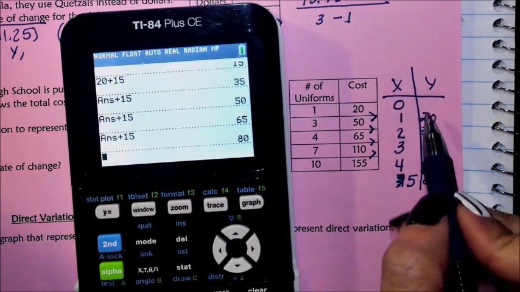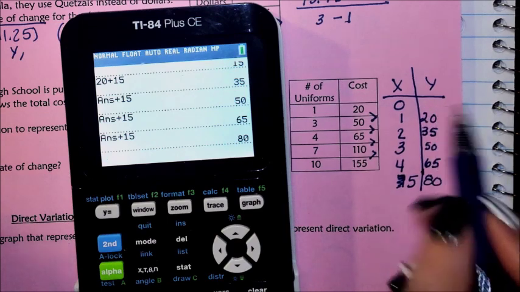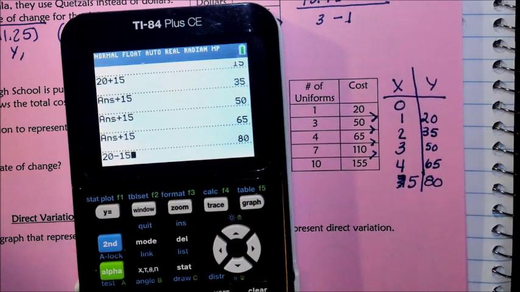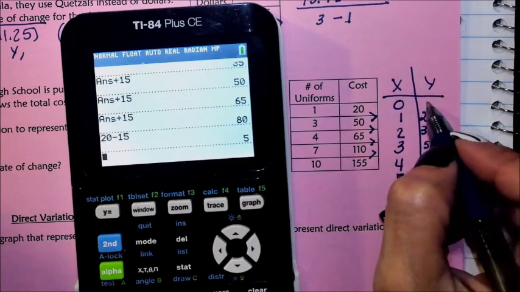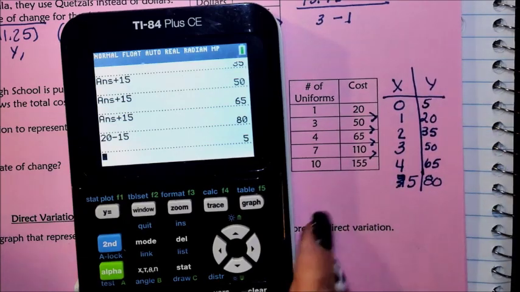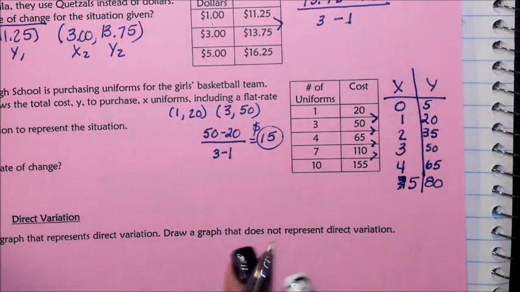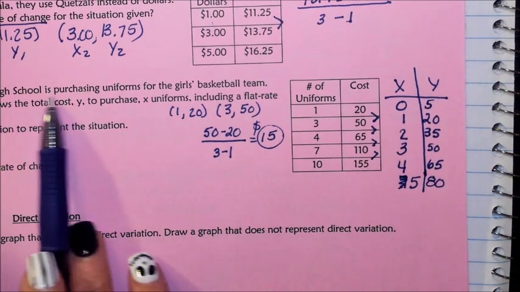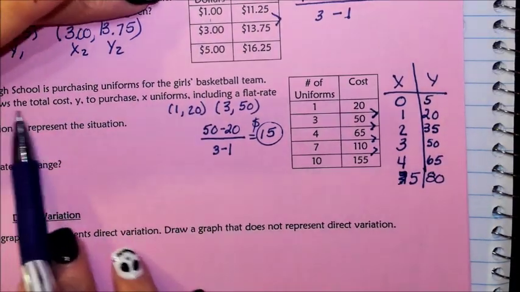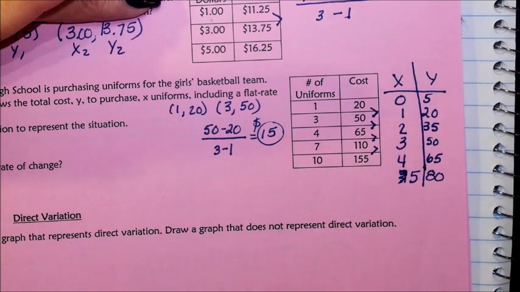So, can you figure out how much they're charging right here? Well, I would just take 20 and subtract off 15, right, to go backwards. So we started at 5. All right, so that means the uniform for the girls' basketball team. The table shows the cost to purchase it.